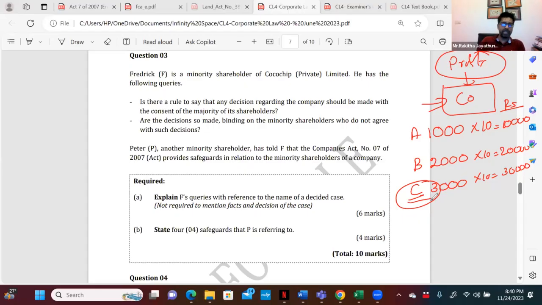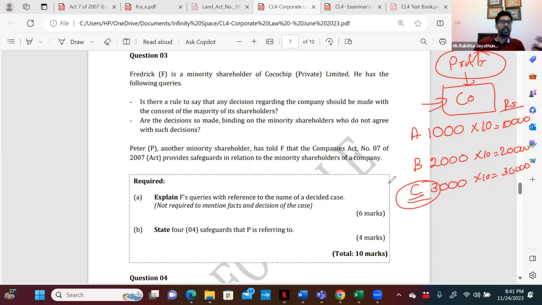Then the company law says, you have invested more, therefore we will give you more powers when you're making decisions on behalf of the company. Because you have invested more money, your risk is high. If something goes wrong in the company, you're the person who's going to get affected the most. Therefore, we give you more powers. How do we get more powers?